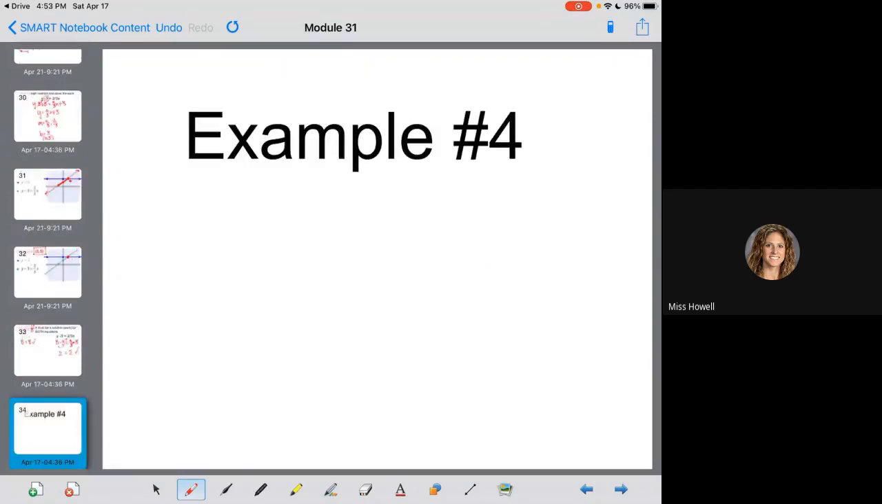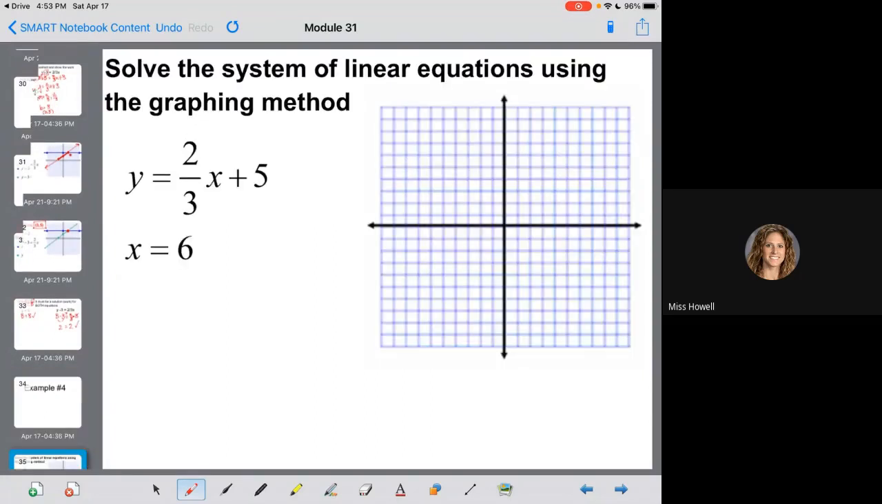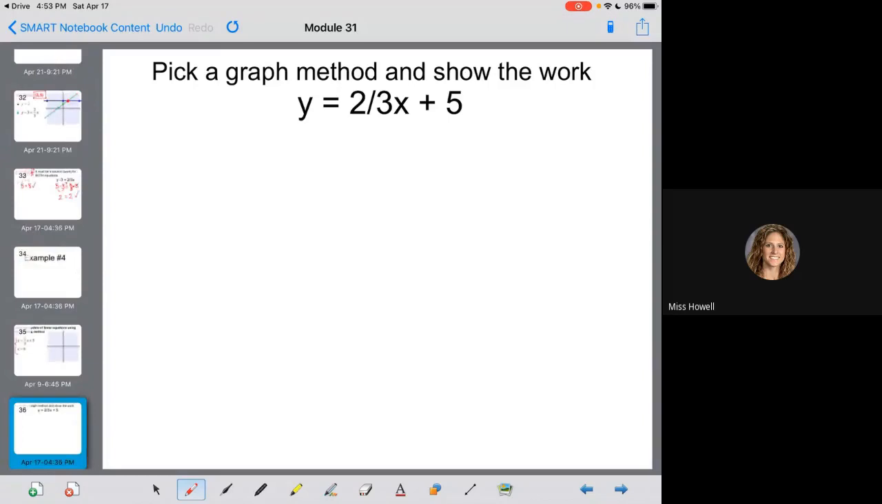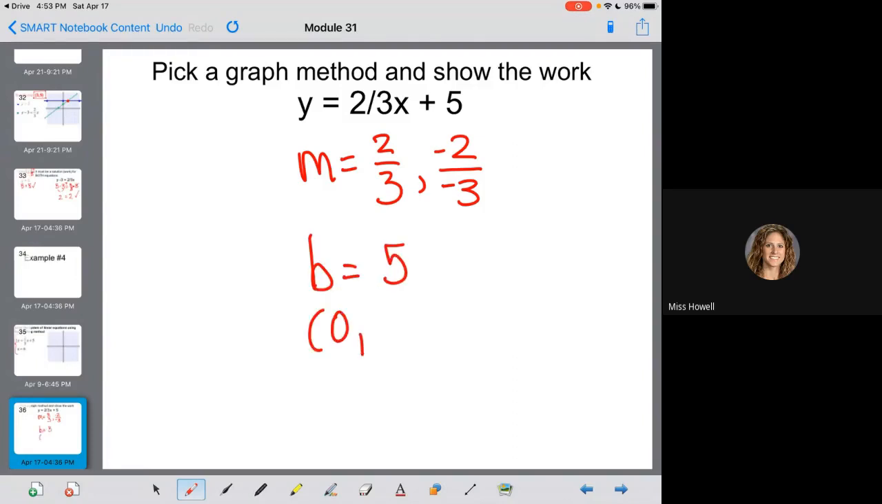All right, example number 4. All right, we want to solve the system of linear equations when we have y equals 2/3 x plus 5 and x equals 6, right? This is one big math problem that goes together made up of 2 individual parts. So let's start with our y equals 2/3 x plus 5. It's in slope-intercept form, so we can use our slope of 2/3, or -2 over -3 is the unsimplified version that we could also use. And our y-intercept of 5, which remember is really the point 0, 5 in our coordinate plane.